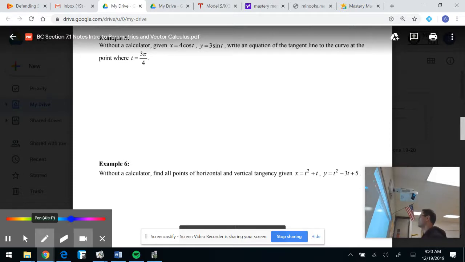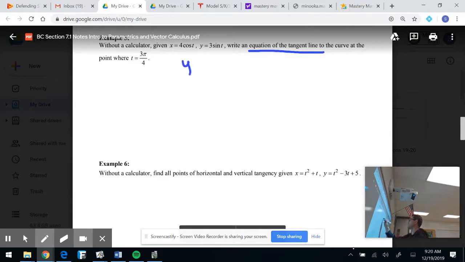Okay, this one says without a calculator, write the equation of a tangent line. Well, how do we write the equation of a tangent line? y minus y1 equals m times the quantity x minus x1. Not bad, huh, class? Especially because I can find what x1 is.